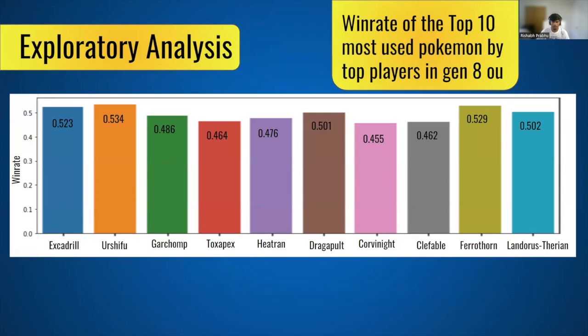So at the far right, we have Landorus, the most used Mon in Gen 8 OU. At the far left, we have the 10th most used Mon in Gen 8 OU. As you can see, all of these numbers seem to be around 0.5, which makes sense since there's one winner and one loser in most cases. But you can see that even though their usage rates are high, which would make you think they're strong Pokemon, some of them have win rates below the 0.5 threshold.